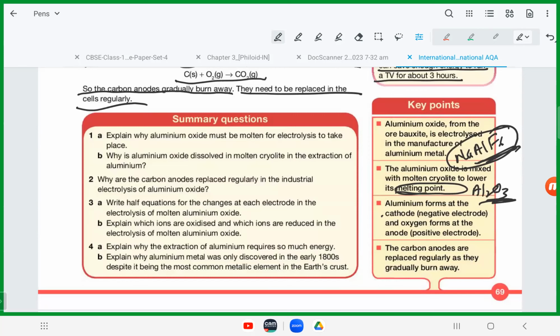Aluminium forms at the negative cathode, the negative electrode, and oxygen forms at the anode, which is the positive electrode. How can you say that?